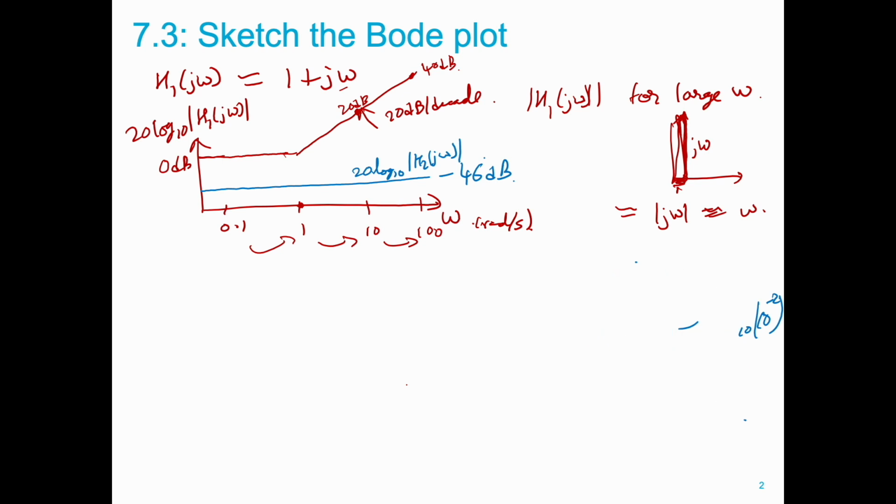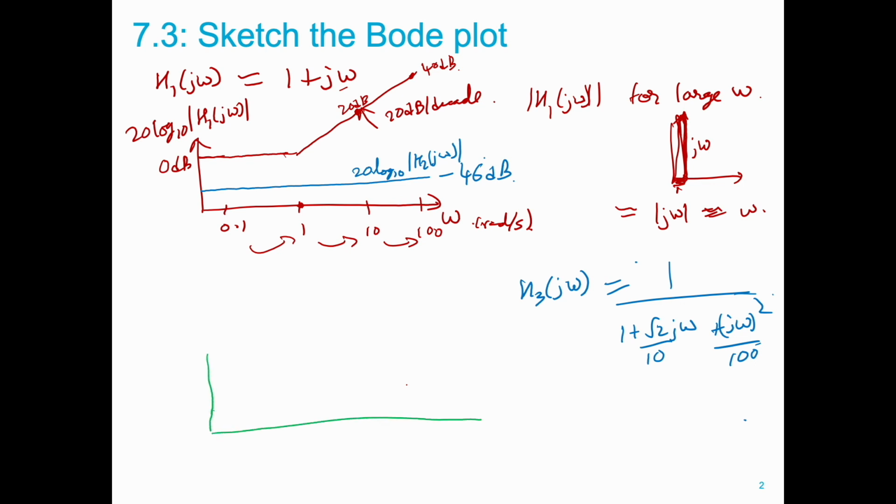Before we do that, let me just write down the expression for H3. H3 of j omega is 1 over 1 plus root 2 over 10 j omega plus (j omega) whole square upon 100. All right. Now let's try to sketch this, 20 log to the base 10 of magnitude of H3 of j omega. And I'm going to have these same points that I mark here, 1, 10, 100.